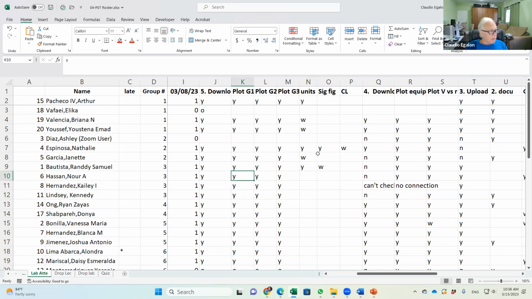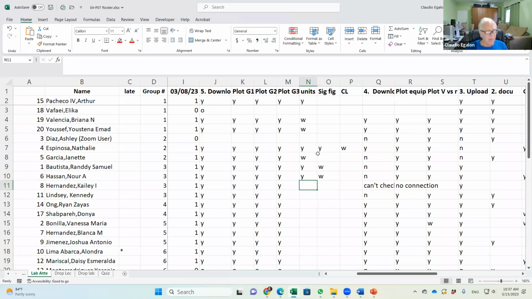And okay, I already marked it here, Nur. And what about, did you do the graphs? I guess you did the graphs, right? And the units as well. Okay. What about the sig figs? Working. Okay, good to know.